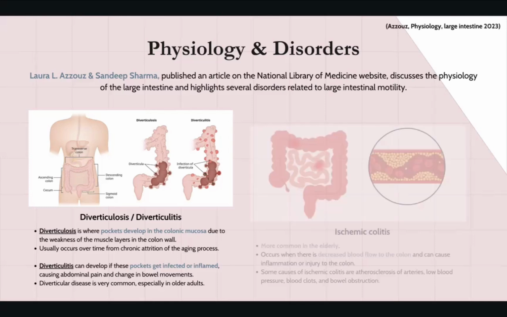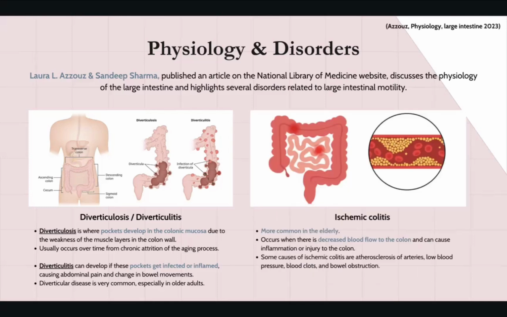The next one is ischemic colitis. Ischemic colitis is very common in the elderly and occurs when there is a decreased blood flow in the colon. Decreased blood flow can cause inflammation or injury to the colon. Some causes of ischemic colitis are atherosclerosis of arteries, low blood pressure, blood clots, and bowel obstruction.